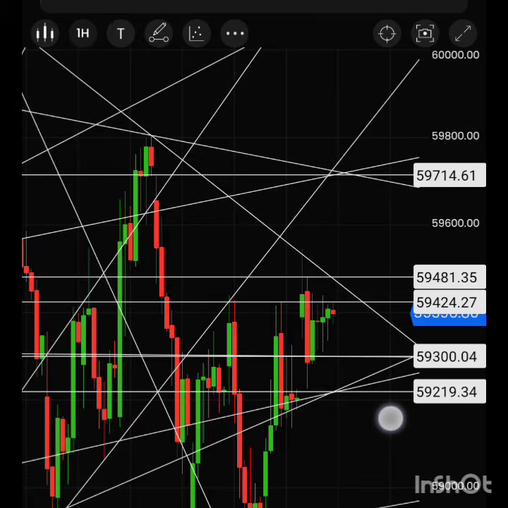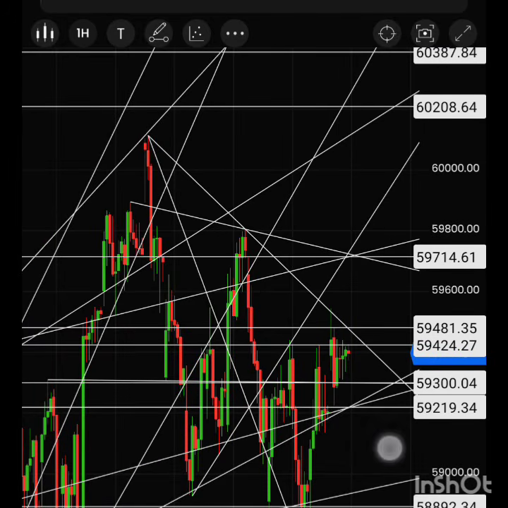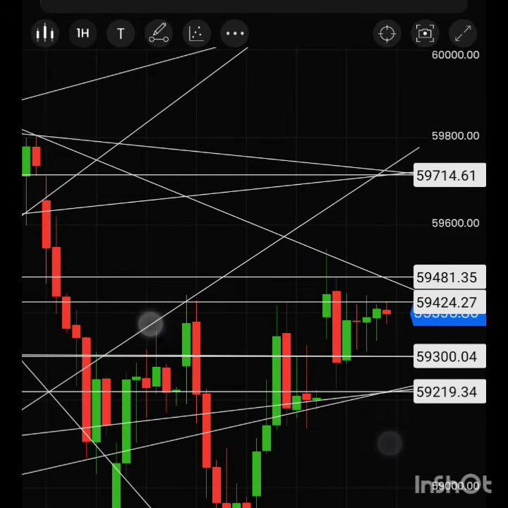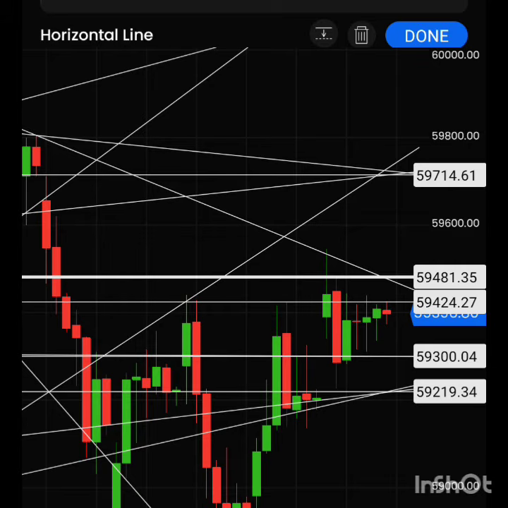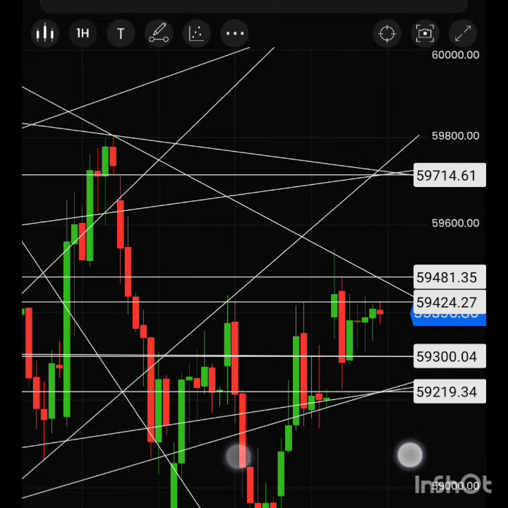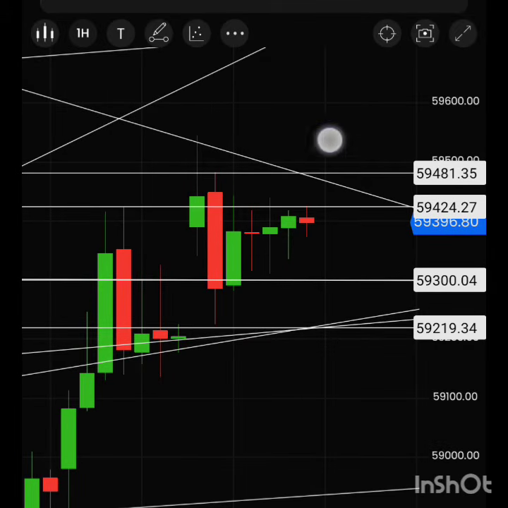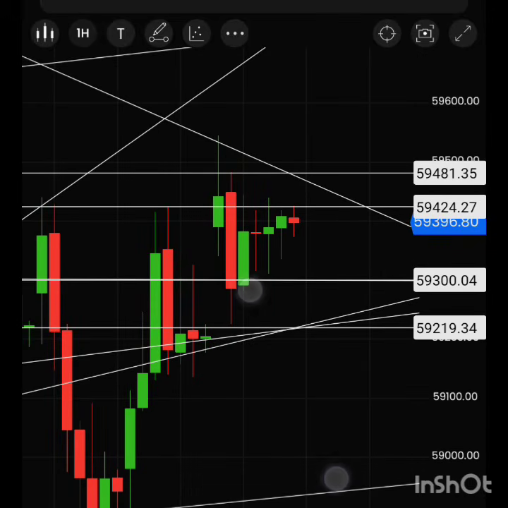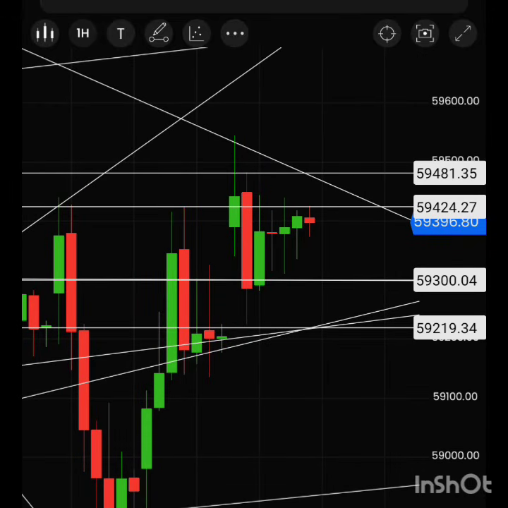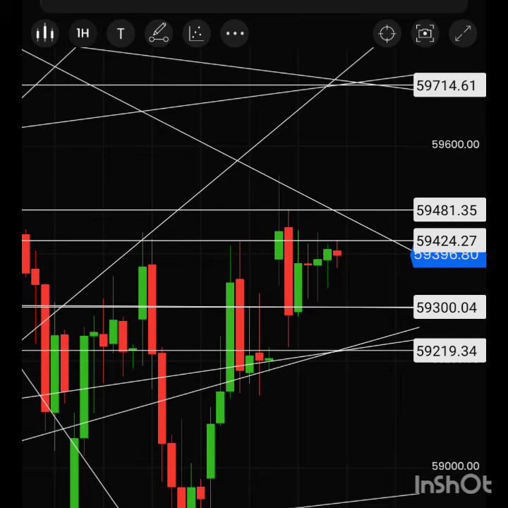But here you can see a W pattern forming. The crossline breakout will come around the 59,480 to 490 range. If we cross 59,490, then most probably we can see an upside move, and this can lead towards our target on the higher side. This can be the 59,710 to 720 range, so we can see a movement in this direction.